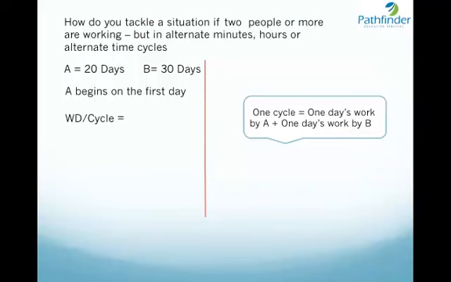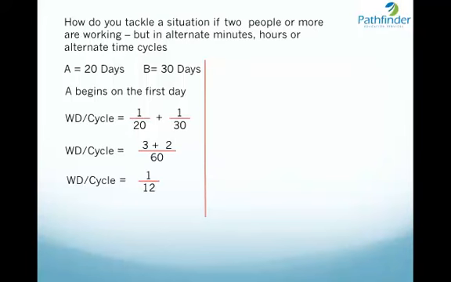Work done per cycle, in this case, the work done by A on the first day is 1 by 20 plus the work done by B on the second day is 1 by 30. So we can calculate that work done in one cycle is equal to (3 plus 2) divided by 60, or work done in one cycle is equal to 1 by 12. On simplifying the above expression, we get 1 by 12, which means 1/12 of the work is done in one cycle of 2 days here.